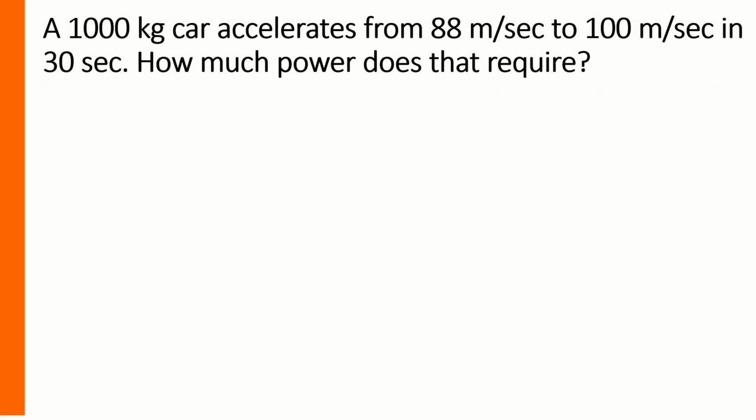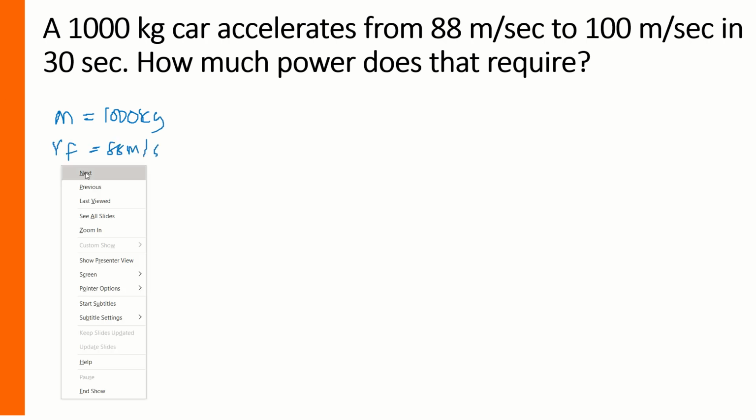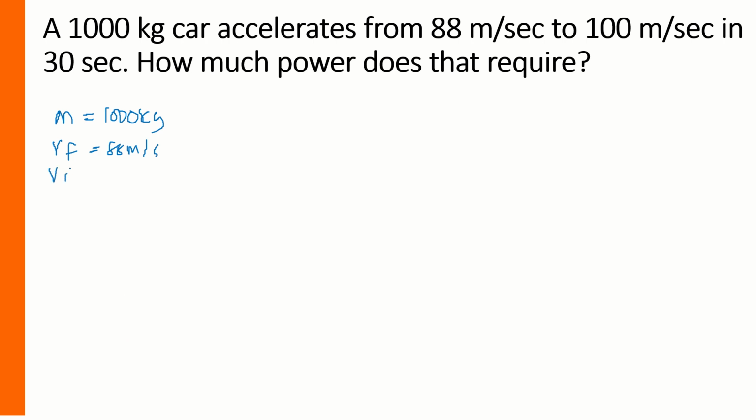A 1,000 kilogram car accelerates from 88 meters per second to 100 meters per second in 30 seconds. How much power does that require? Again, ulit-ulit lang po tayo. So, theory of repetition lang yung gagawin natin. Mass is 1,000 kilograms. Final velocity is 88 meters per second. Oh my gosh. Initial velocity is, oh, sorry. Baliktad na pala yung nasulat ko. Okay, never mind. Alisin na lang natin.